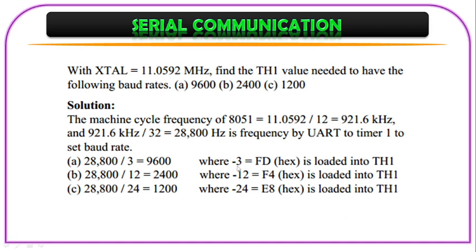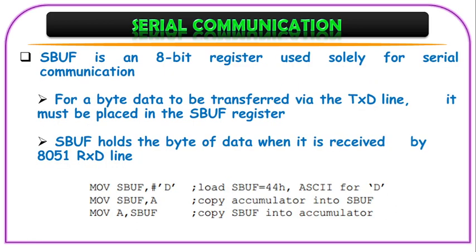For -3, that is for dividing by 3, you have to put FD. For 12, it is F4. You can get it by finding the 2's complement of these numbers. So FD will give you this clock frequency divided by 3, which is equal to 9600, and so on. You will be using the internal timer to produce the required clock frequency. We have told about the two pins.